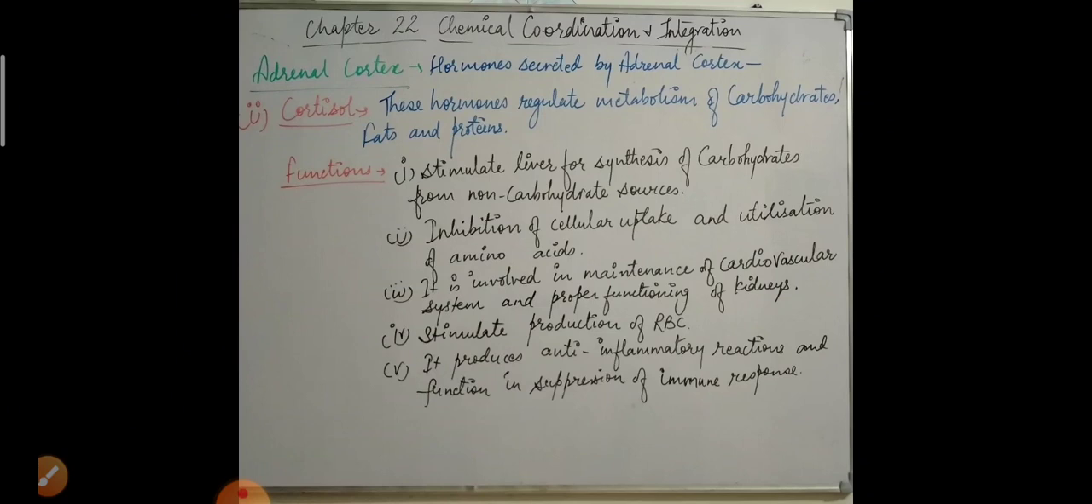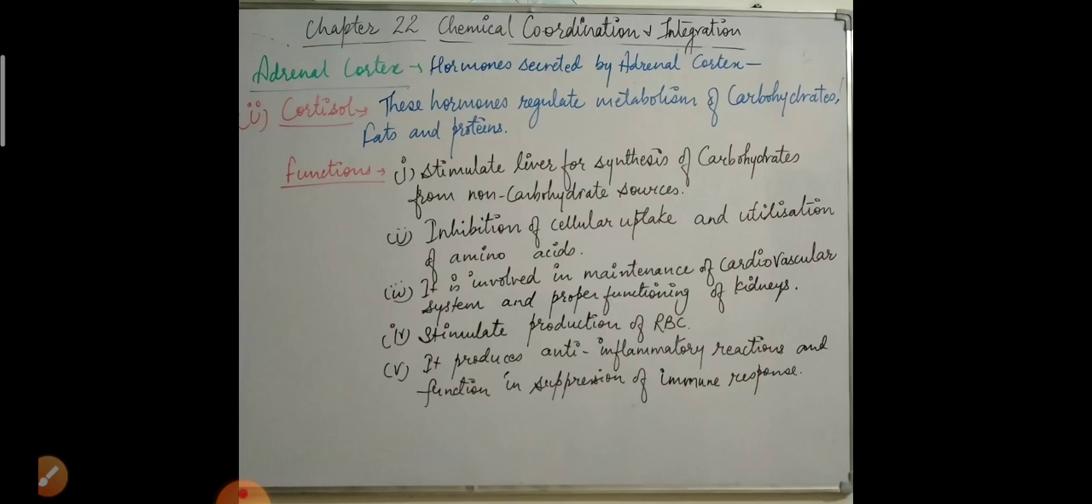Now we go to the next hormone, cortisol, which is secreted by the adrenal cortex. Cortisol regulates the metabolism of carbohydrates, fats and proteins. And what are the different functions? It stimulates the liver for the synthesis of carbohydrates from non-carbohydrate sources. That means cortisol acts on the liver for the synthesis of carbohydrates from non-carbohydrate sources.